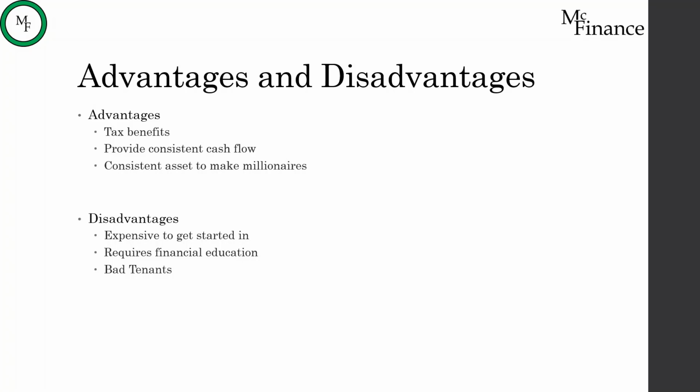Then the last big advantage we are going to talk about is how real estate has been one of the best assets to constantly make people millionaires. It's usually done as you acquire more and more properties and your net worth increases. It would only require 5 $200,000 homes to become a millionaire.